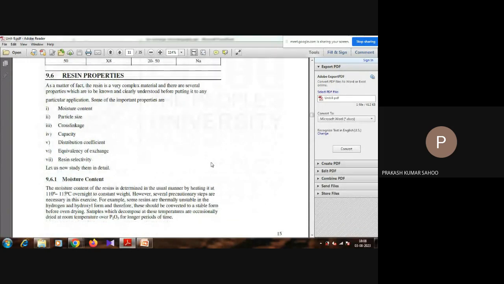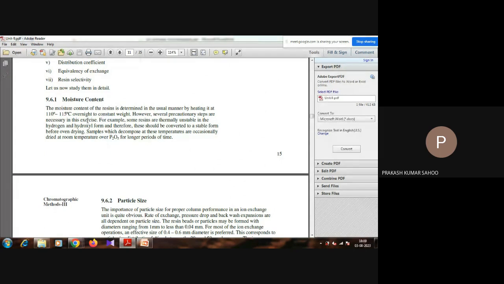Then what are the resin properties? What are the properties required for a good resin to be used in ion exchange chromatography? As a matter of fact, the resin is a very complex material, and there are several properties which are to be known and clearly understood before putting it into a particular application. The first one is the moisture content. It is a very important thing, that is, the presence of moisture or water may interfere with the separation technique in our ion exchange chromatography. The particle size is another important factor of the resin, then cross linkage, capacity, distribution coefficient, equivalent exchange. Then we have resin selectivity, and then let's take moisture content.